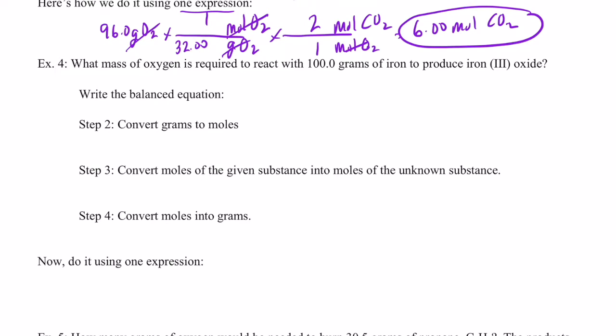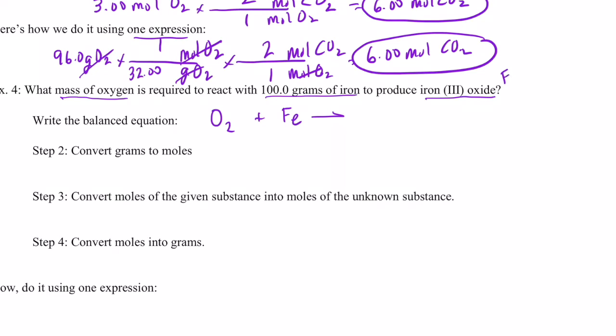In example 4, I want to find the mass of oxygen that's required to react with 100 grams of iron to produce the compound iron 3 oxide. So remember, the first thing we have to do is write the balanced equation. That shouldn't be too hard. We have O2 as an oxygen, one of our diatomic elements, and we're reacting it with iron, Fe, and we produce iron 3 oxide. So the formula for that, let's work on that off to the side.